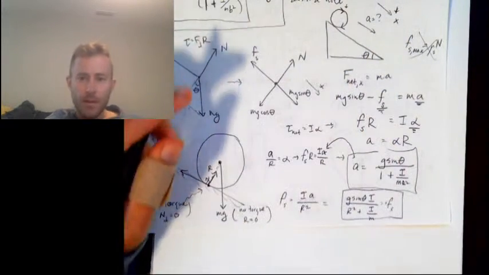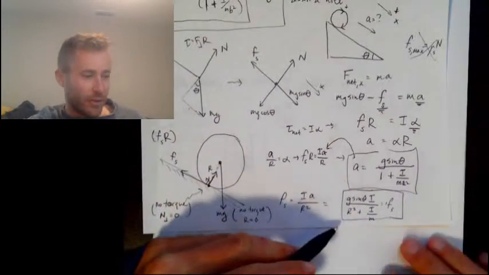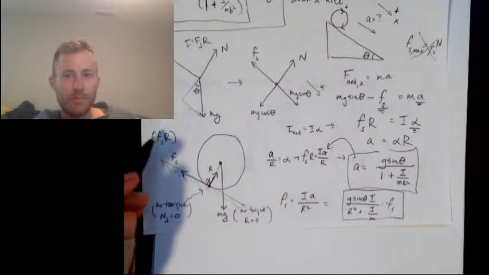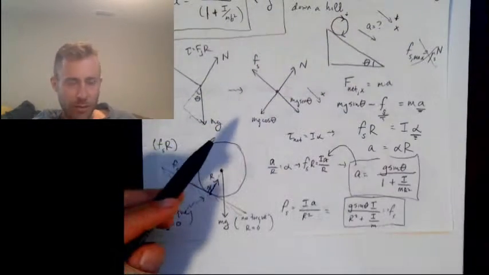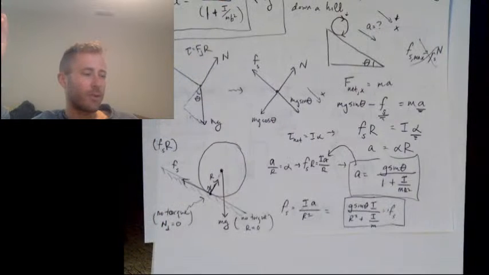Notice how this is not the same formula as mu times normal. And that's the reason why you cannot use the equation mu times normal. It's because it's not maximum static friction. It's below the maximum static friction.